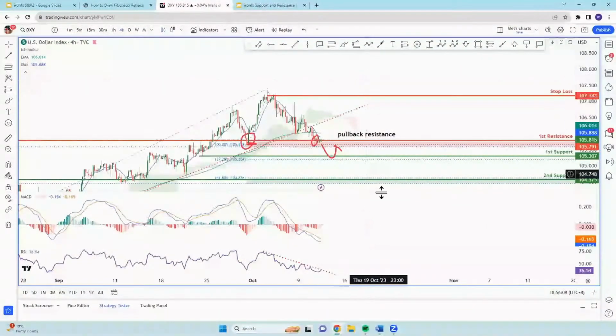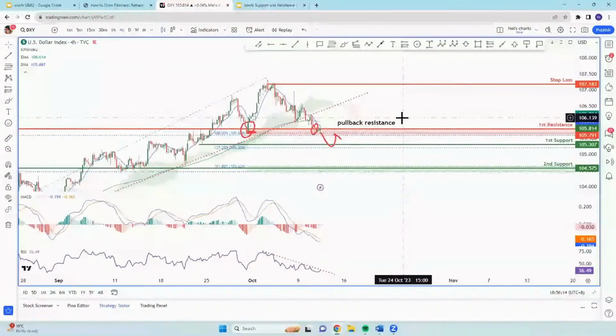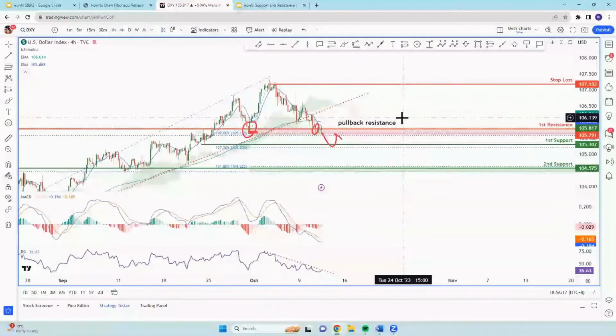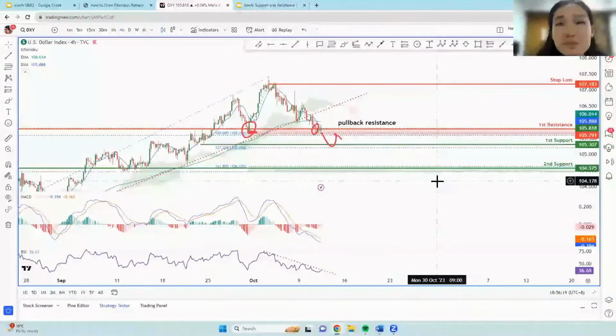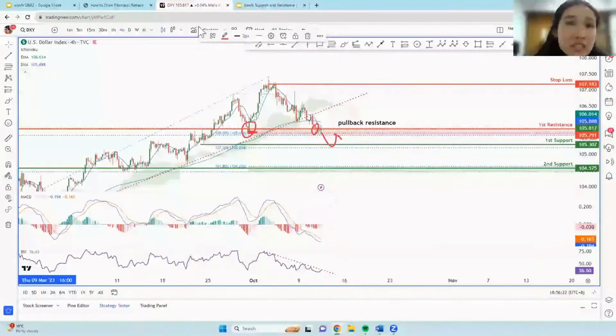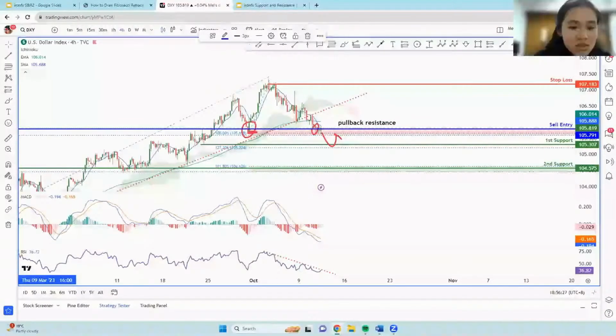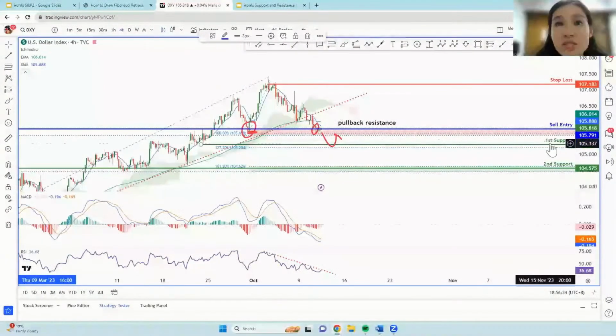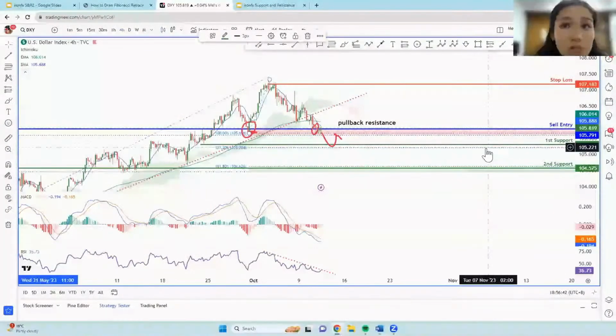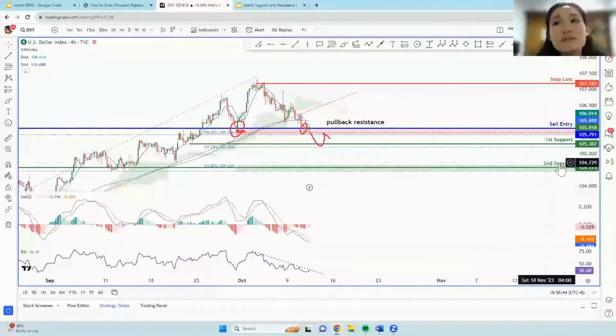Okay, in this case you're actually going for a sell, not a buy. So the second resistance should be the maximum stop loss. The first resistance, sorry, will be our sell entry. Then our first support would be our take profit. And then once price breaks that, we can go in for another sell towards our second support.